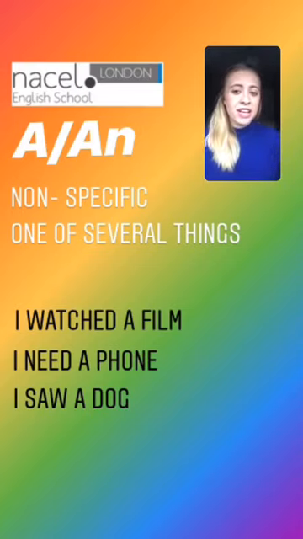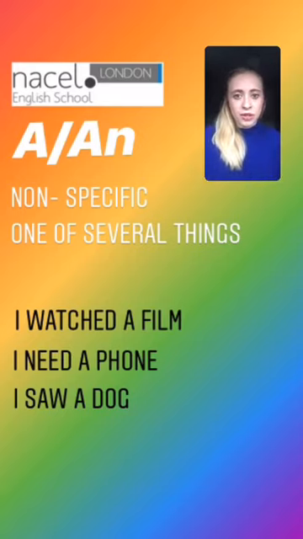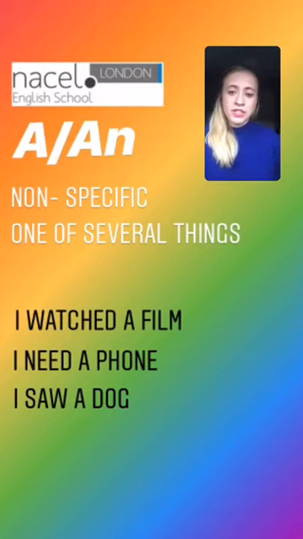And the same with a dog. I saw a dog. There are many different dogs in the world, and in this example, we don't know specifically which dog we are talking about. So this is rule number 1. We use it to talk about non-specific things or one of several things.